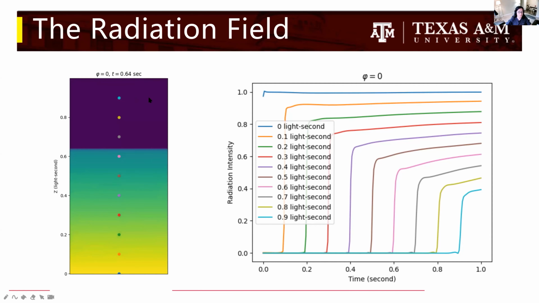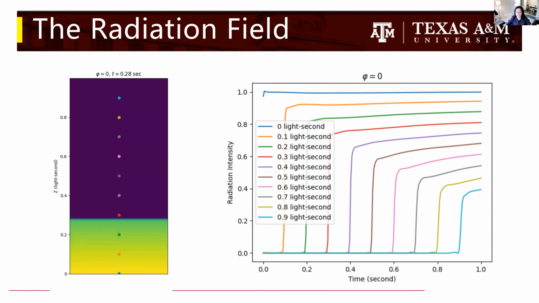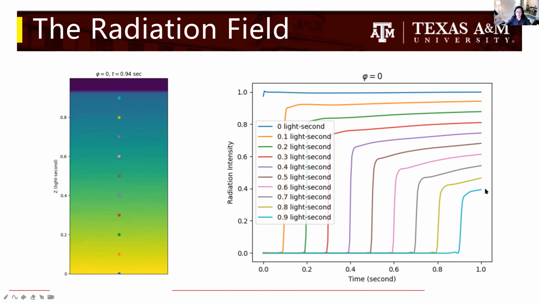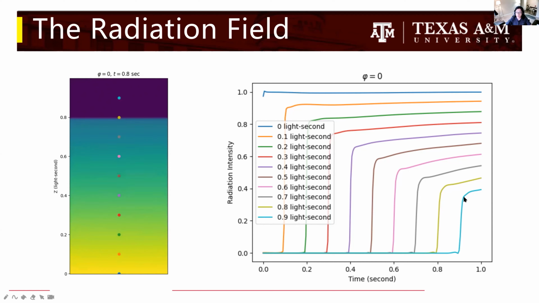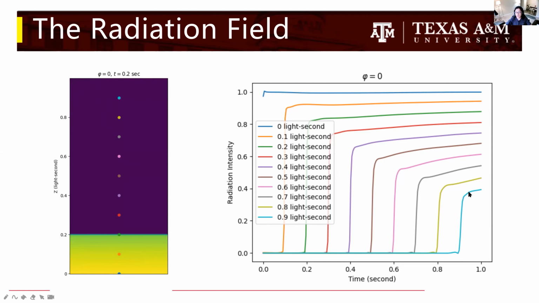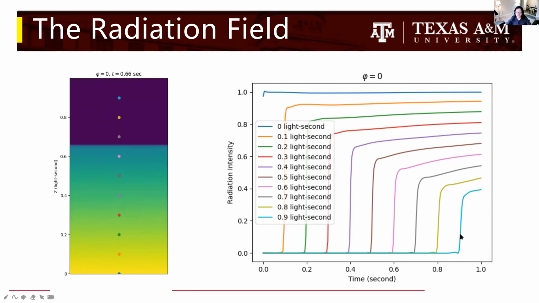The right panel shows the light curve at different observation points shown here. We can see that with the increase of distance, the intensity of light is decreasing because more and more of the light is getting scattered out of the viewing angle. And we can see the arrival time of the light strictly obeys the speed of light.